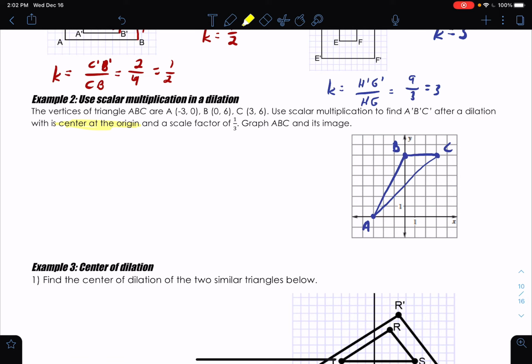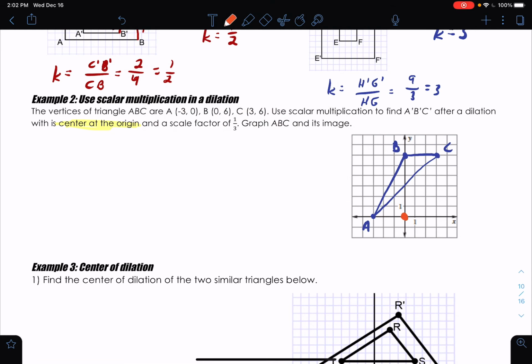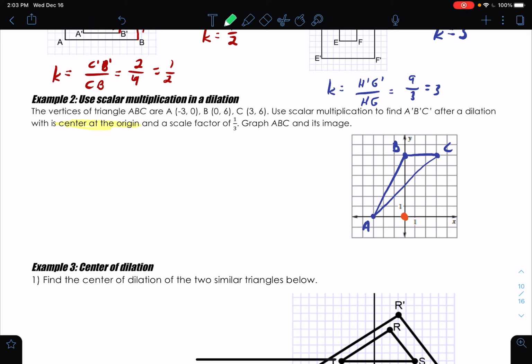I already graphed ABC. Now, our center of dilation is the origin. So what I'm going to do here is manipulate how I move from the center of dilation to a point. My center is the origin. What do I do to get to A? I go 1, 2, 3 to the left. But my K value is a third. So what's a third of 3 to the left? That's only going to be 1 to the left. So A prime is going to be -1, 0.